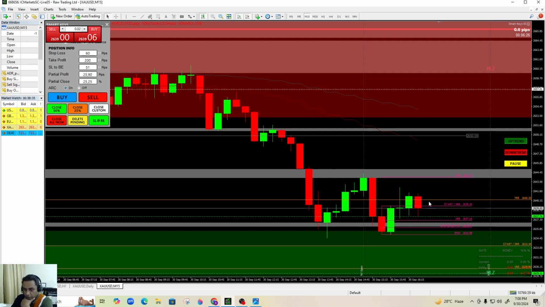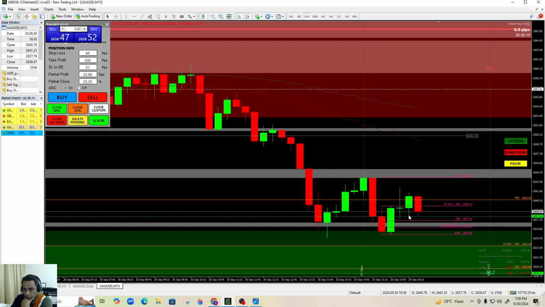For price to go up, this candle needed to break the high. It didn't break the high, it broke the low. So when it breaks the low, that means it's coming to this low, and if it has come to this low, then we've got a clean drop down here. So there's no reason to hold that trade.